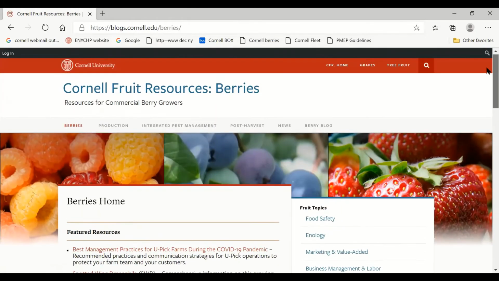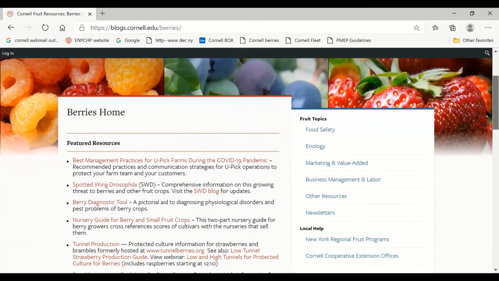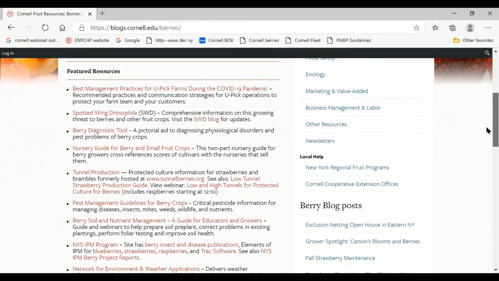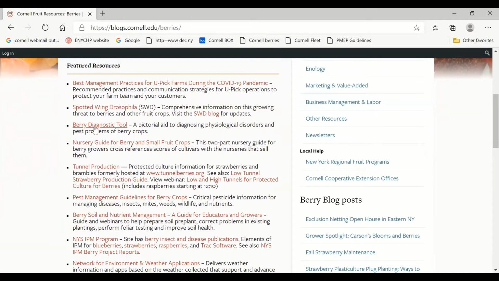And so this is the Cornell Berry website, blogs.cornell.edu/berries. And there's going to be grapes and tree fruit here too. And this is just a treasure trove of resources for folks that want to know more about fruit. And it is aimed at a commercial audience, but there are a few tools that I think you guys are gonna love. And one of them is this berry diagnostic tool.